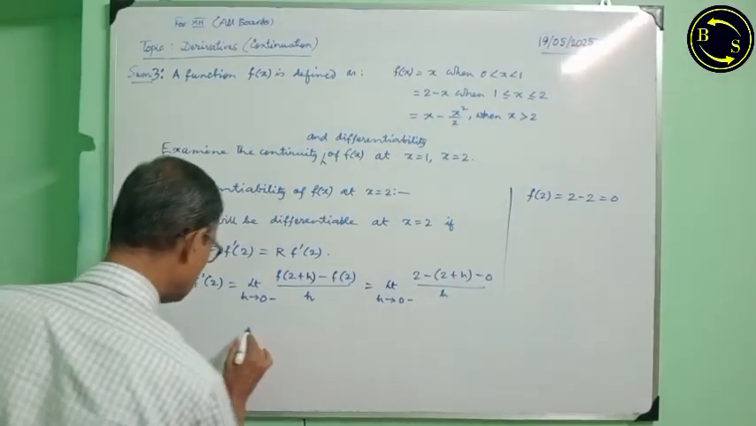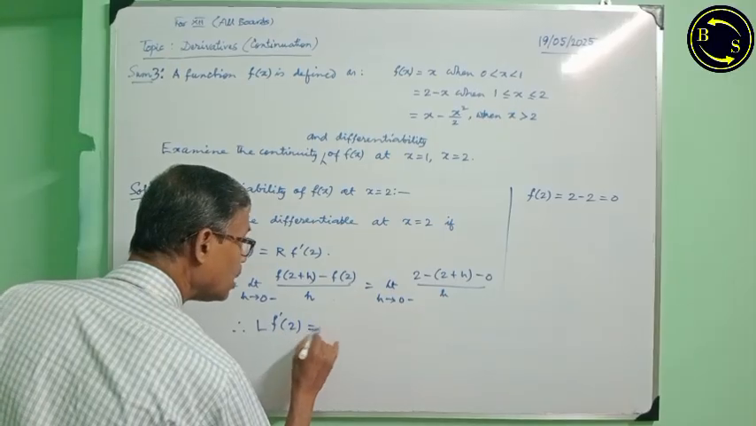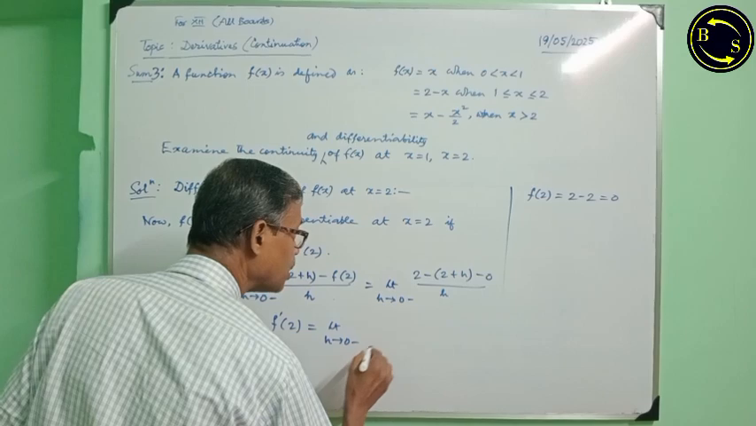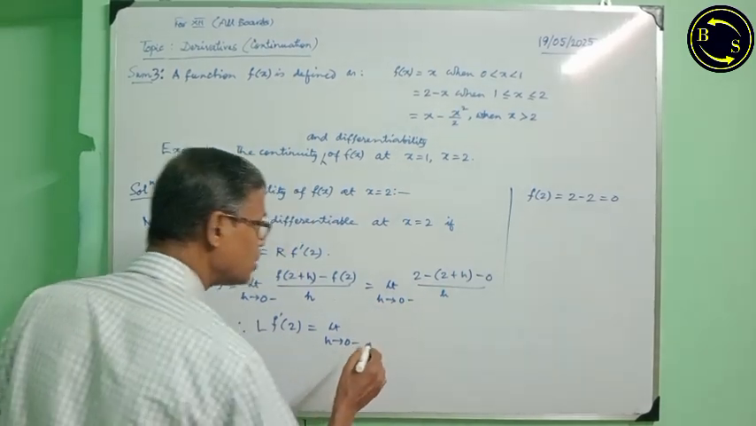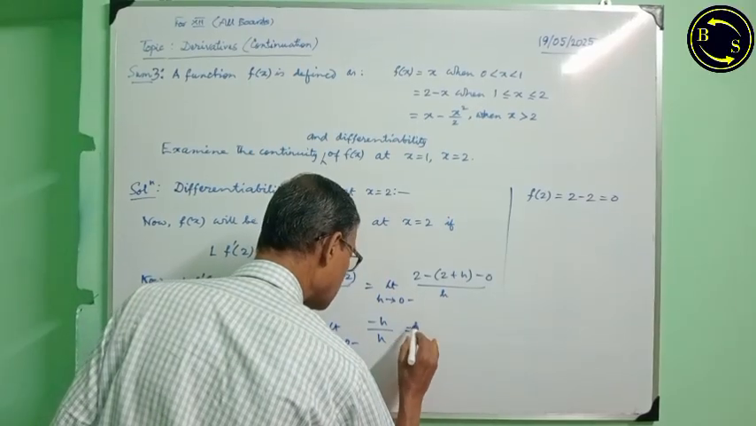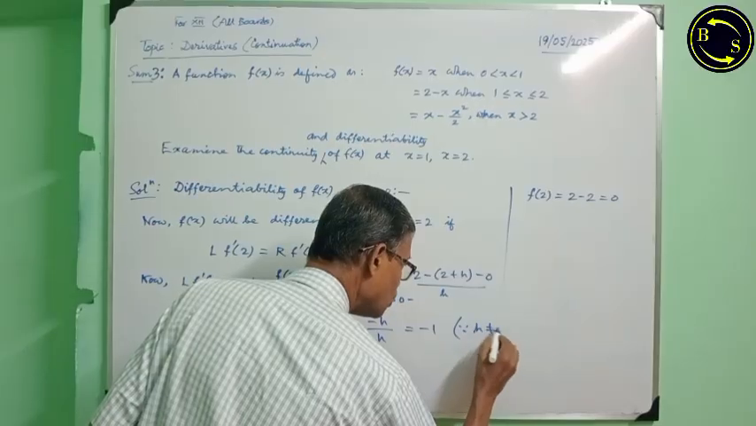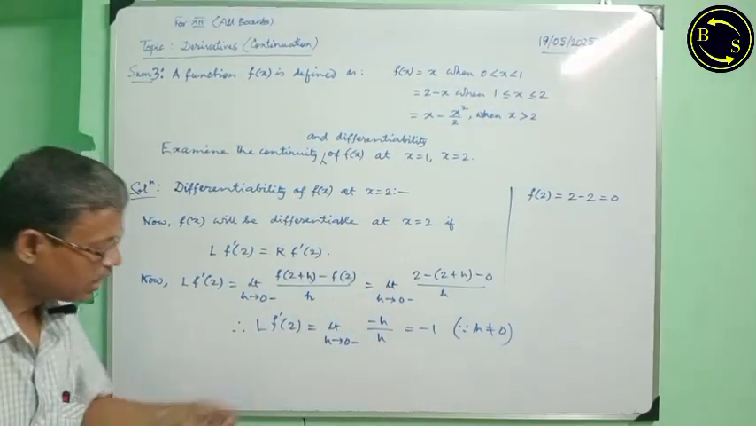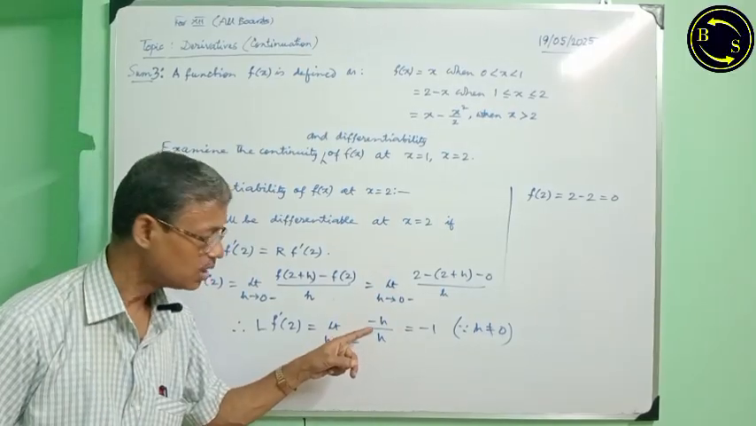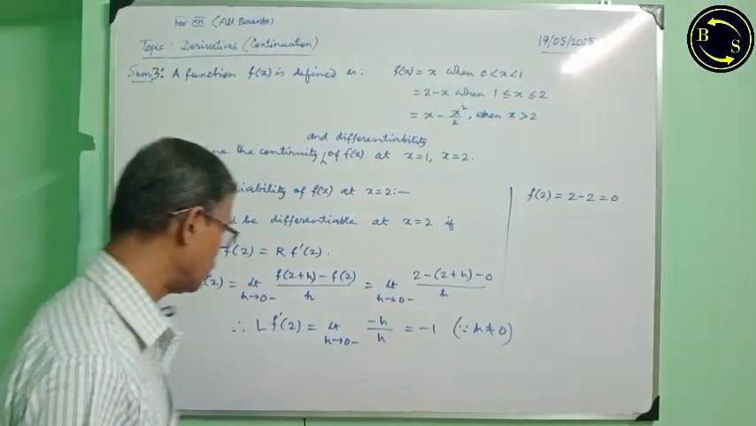Finally, therefore, L f dash 2 is equal to limit h tends to 0 minus of (2 cancelled, minus h) by h, that is equal to minus 1, since h is not equal to 0. h tends to 0 minus, that means h is non-zero. Therefore we can cancel these two h from the numerator and denominator. Therefore we shall get minus 1.